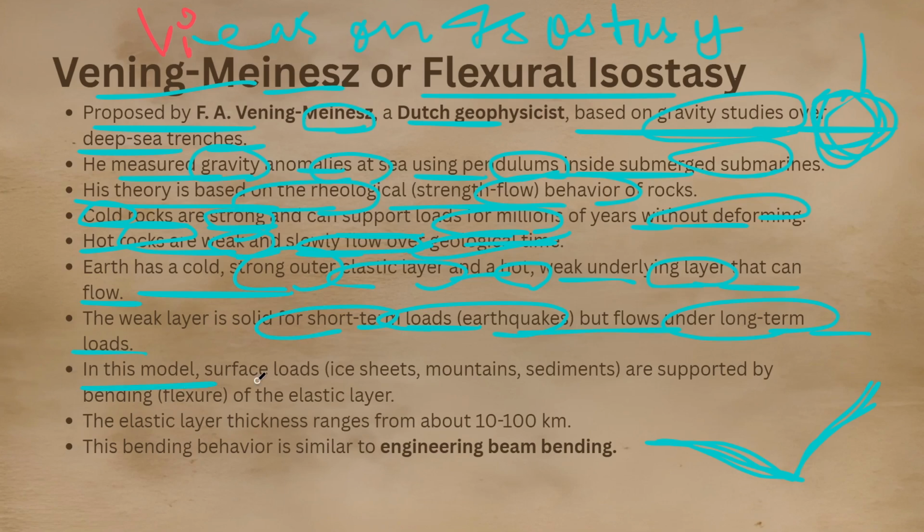In this model, surface loads like ice sheets, mountains and sediments are supported by a bending flexure of the elastic layer. So how are these ice sheets, mountains and sediments supported? They are basically supported by the bending of this outer strong elastic layer.